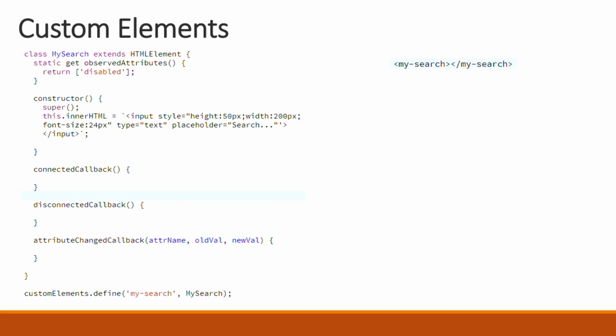If your browser supports custom elements, they will be available in your browser. You are defining a new HTML tag called my-search, and then associating this class with it. That's it. Once this script executes, you can use this new tag, my-search, in your HTML. Awesome. Okay, let's look at the code a little bit. This doesn't do much. In the constructor, I'm setting the inner HTML, which is an input, putting in some styles and the placeholder.